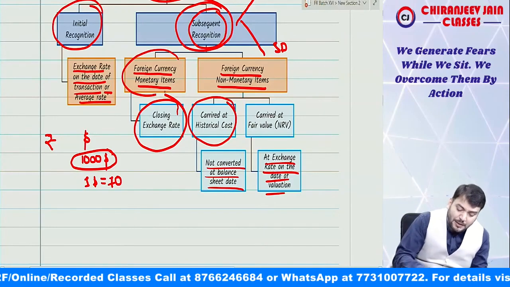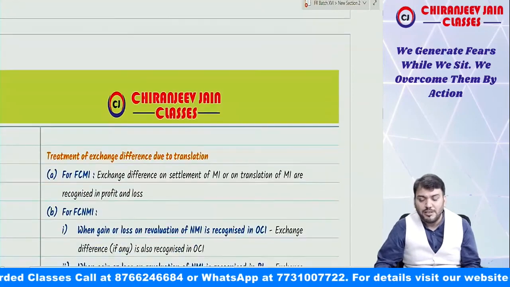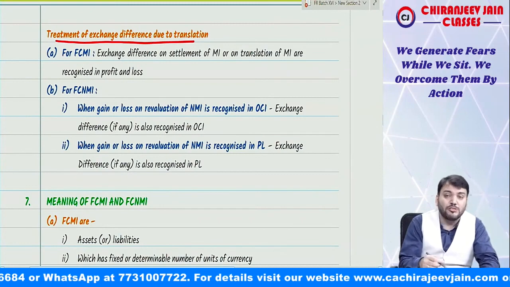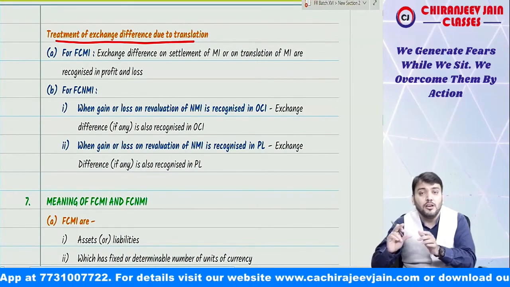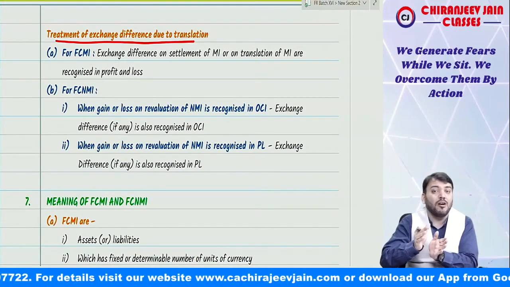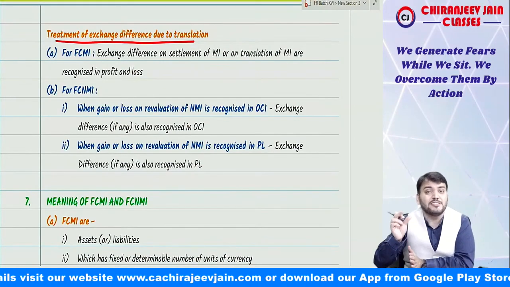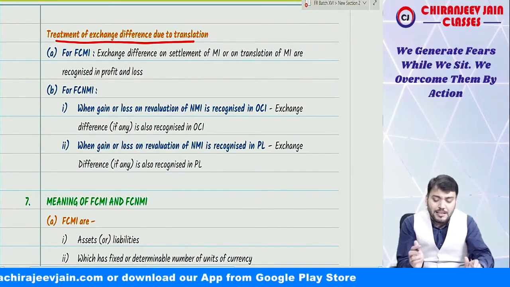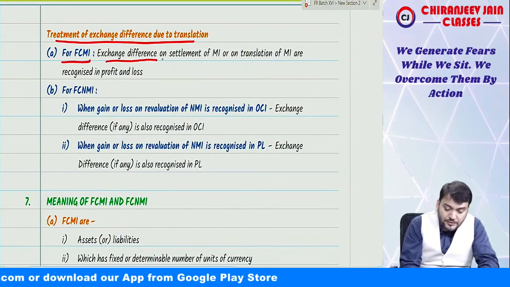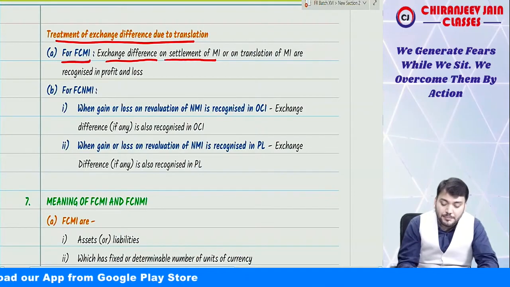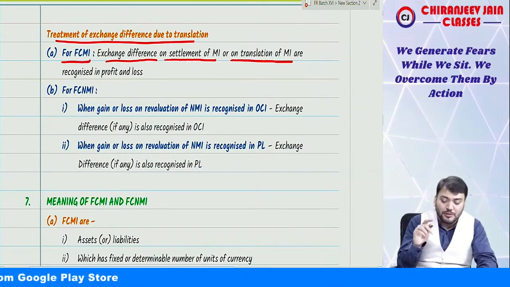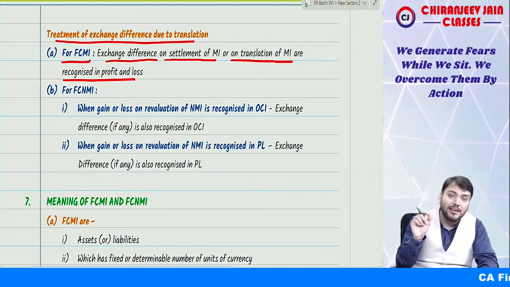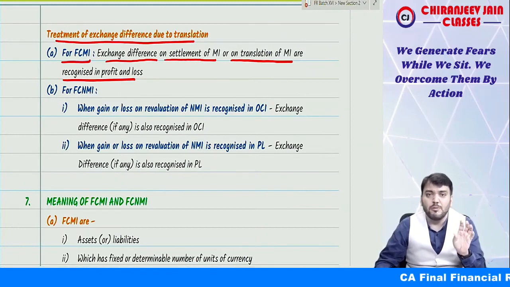So what is a monetary item and what is a non-monetary item, that we need to understand. Yes, I will discuss it, don't worry. But first, what Ind AS 21 says about the treatment of exchange difference due to translation. When you do translation subsequently, there will be some difference. Whether that translation difference will be transferred to PL or some other account, we need to understand. For FCMI, the exchange difference on settlement of monetary items or on translation of monetary items is recognized in PL. In simple words, exchange difference related to foreign currency monetary items will always be transferred to PL.